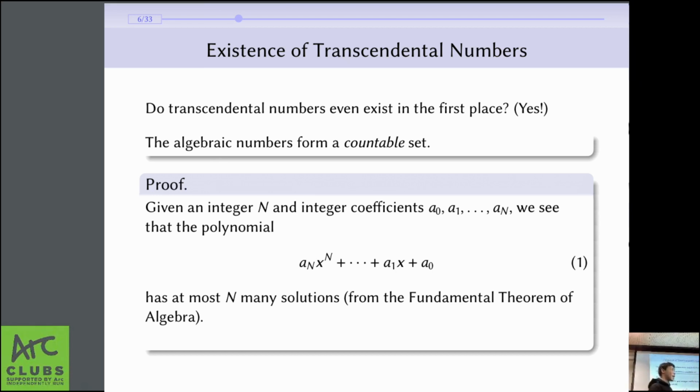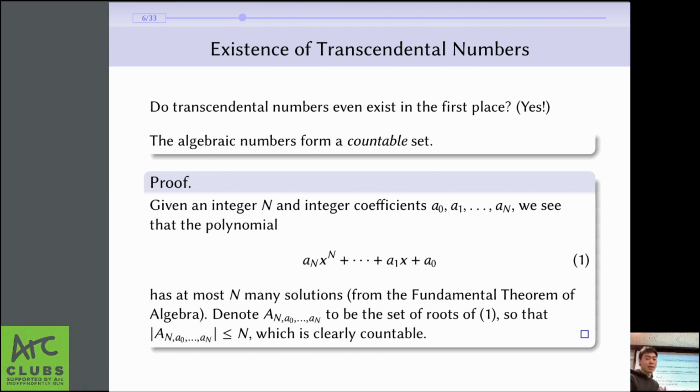Some of them might be complex, some of them might be real. So we say, well, if we look at only the real numbers, you know that it has at most n many solutions. So if we denote A sub n, a0 to an, so if we're given n and a0 up to an, and we look at the set of roots of that polynomial, then we know the cardinality of this set is at most n. In other words, it is a finite set. And if you have a finite set, you can clearly count them all, right? So you know that this set, A sub n, a0 to an, actually forms a countable set. So this is the first part of the proof.